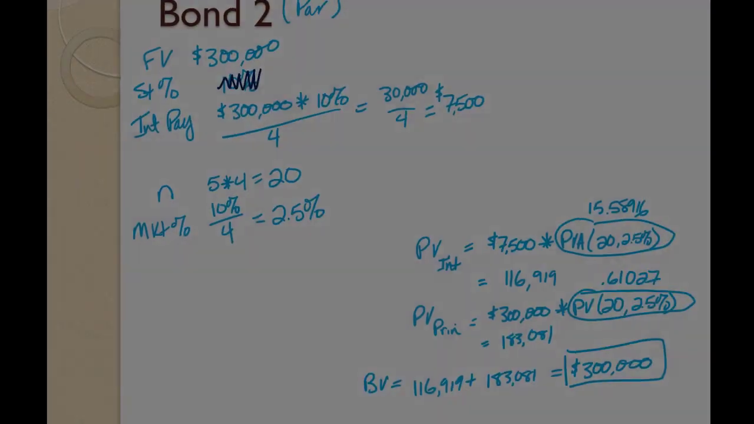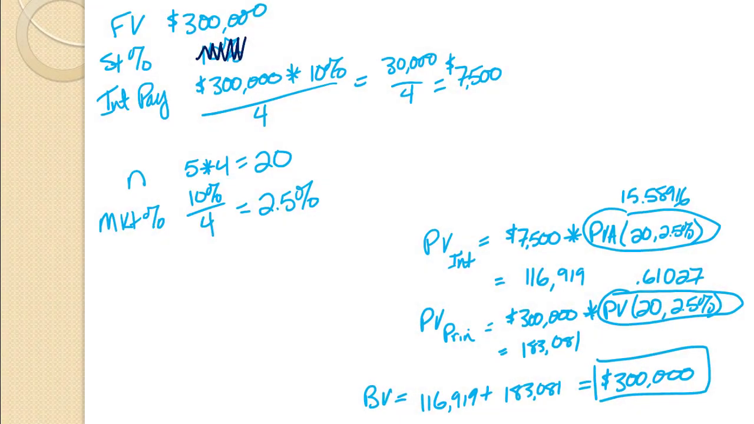It's a par value bond. That's how we said it should issue. And sure enough, we get $300,000 if we do it correctly. So it worked out just the way we said it would.